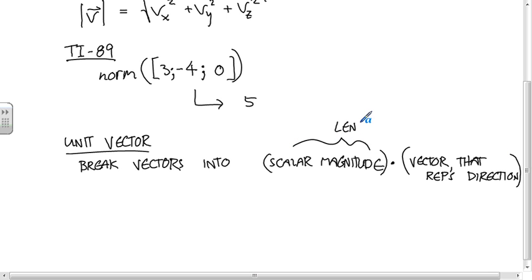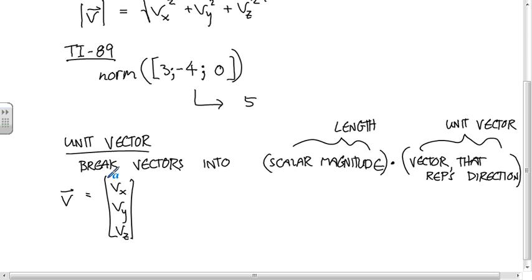This one is the length, and this one is the unit vector. Okay, so if, again, you have a vector v that's defined as these components, how do you calculate a unit vector in that same direction? Each one divided by magnitude. Yeah, that's exactly right.